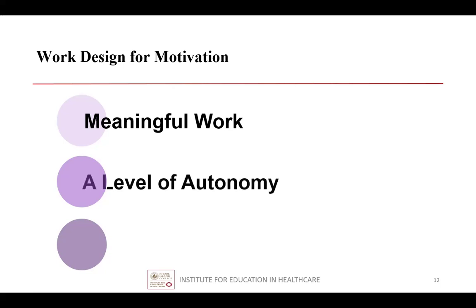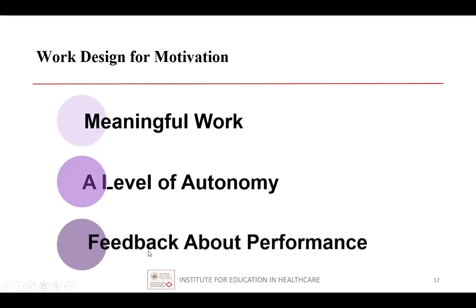The next category is a level of autonomy. The job holder is allowed input into what is done and how well it is done. Necessary adjustments can be made without seeking approval because you trust the staff who's working on that area. The job holder has access to up-to-date information and is able to use it.